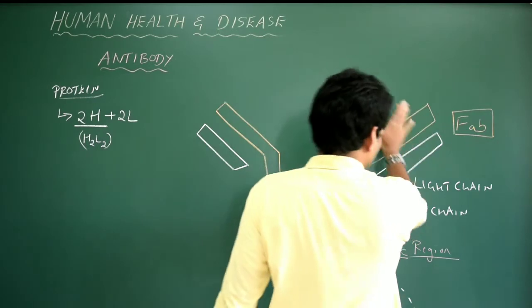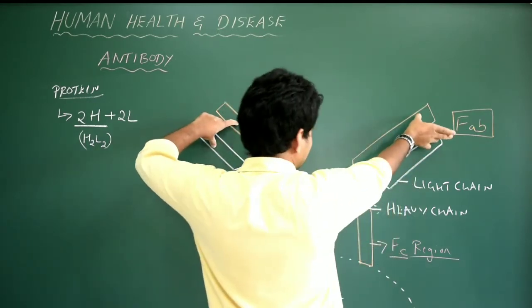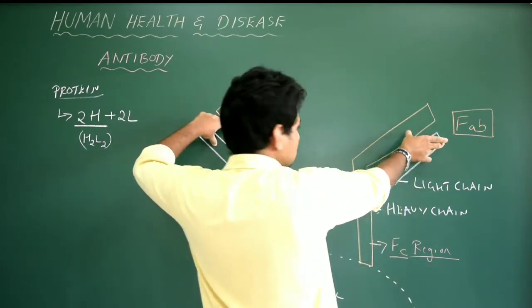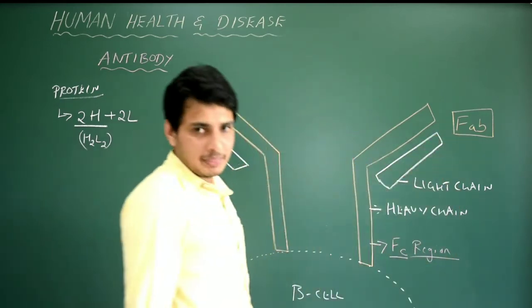Whereas the 2 chains are now free. This end of the antibody, both are free. In this case also both are free. That is called as FAB.